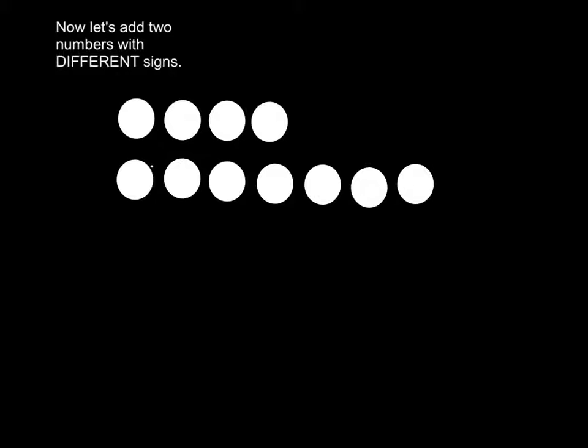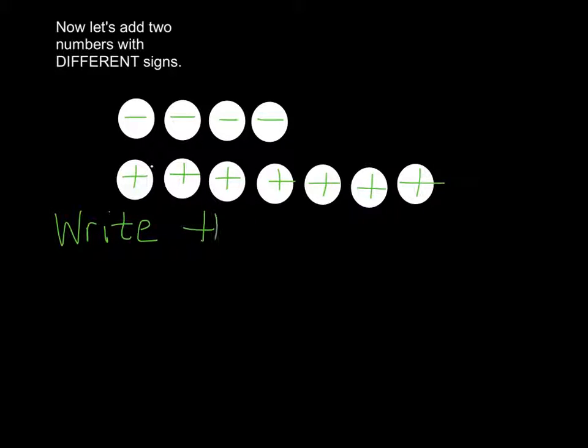Let's add in two integers with different signs. Let's model that with integer chips. Let's put negatives in this top row of integers, and let's put positives in this bottom row of integers. Now, what if the question asks to write the addition problem that is modeled by the integer chips?